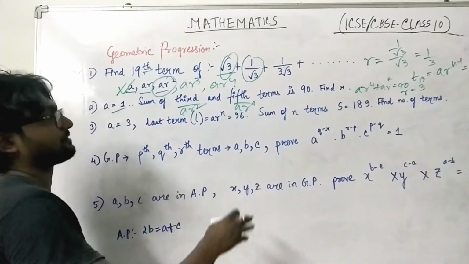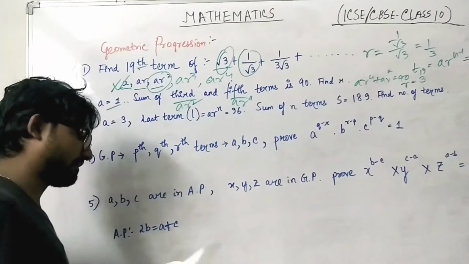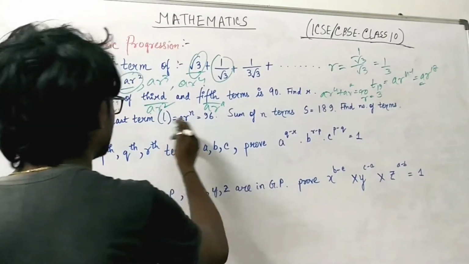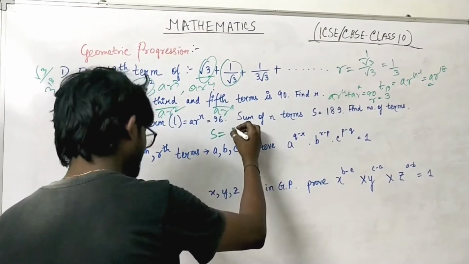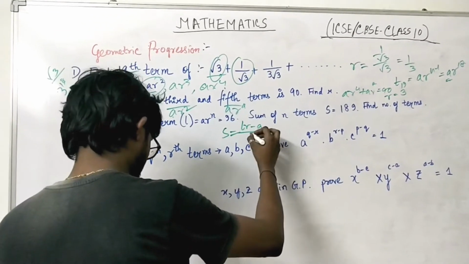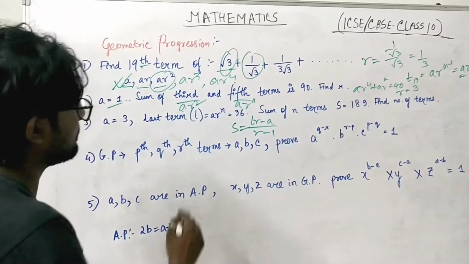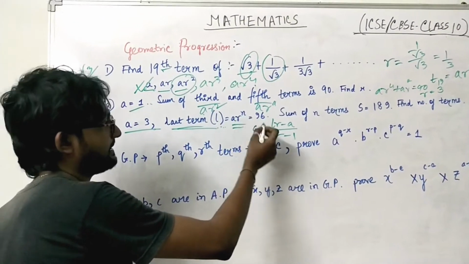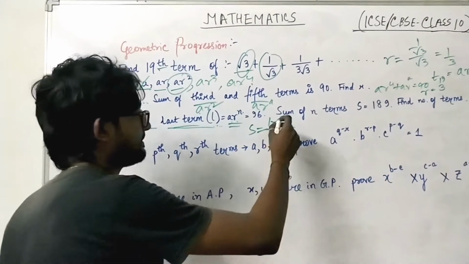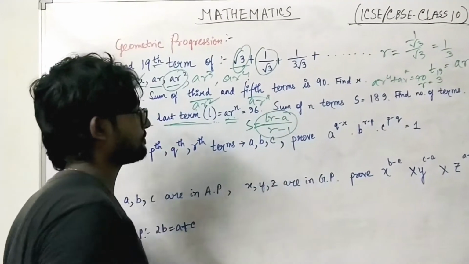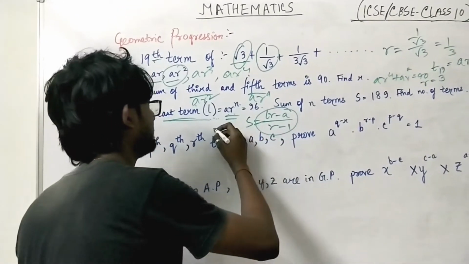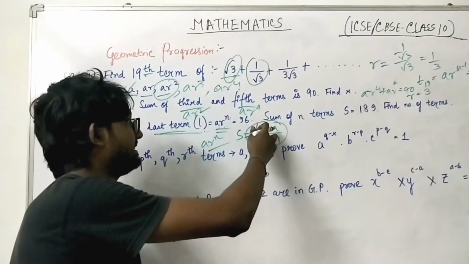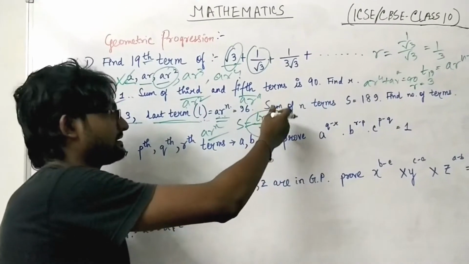Now sum of n terms. So that is again the same important formula that I have told you that you need to remember. The sum is equal to (L R minus A) by (R minus 1). Here L is the last term, and the last term L is A R to the power n. So this is the main formula.